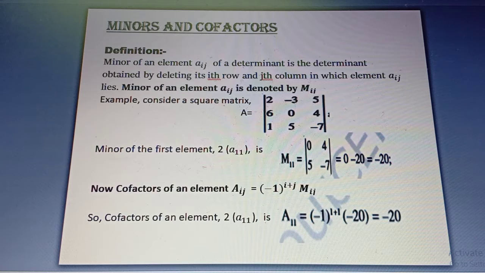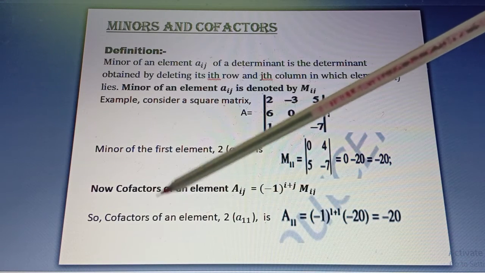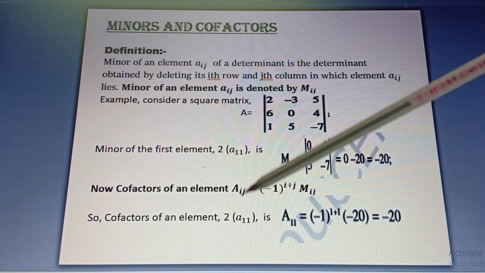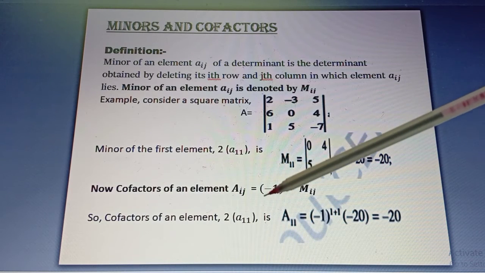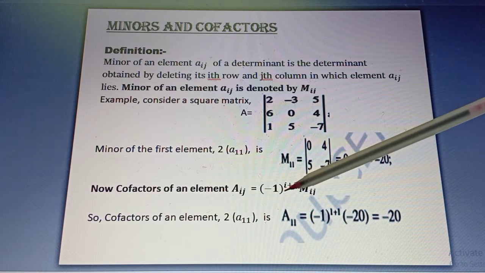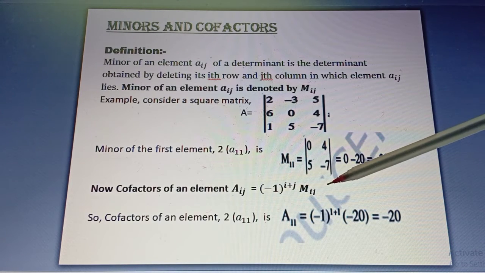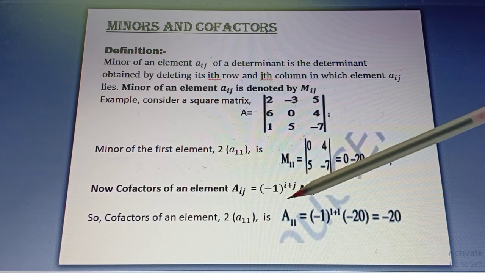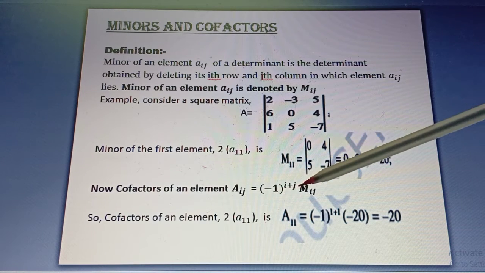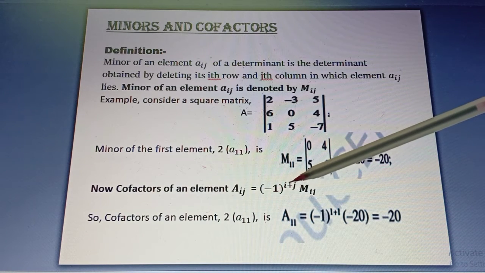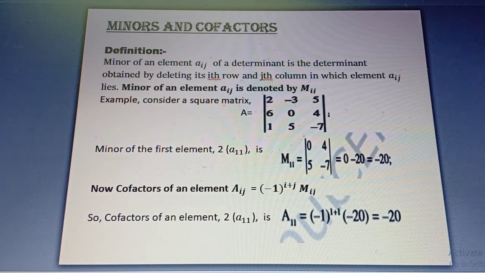Now I'll tell you what is cofactor. If we are going to find the cofactor of an element Aij, first we have to use this formula: minus 1 to the power i plus j into its minor. So students, if we multiply minus 1 to the power i plus j into its minor, we will get the corresponding cofactor of that element.